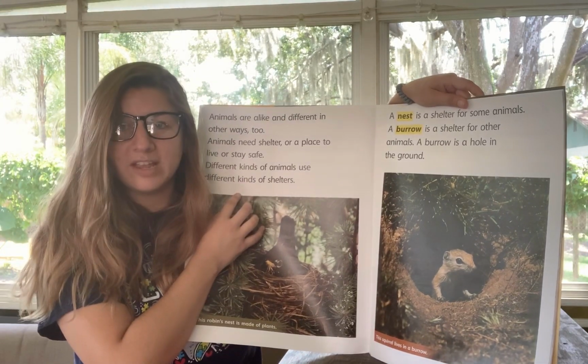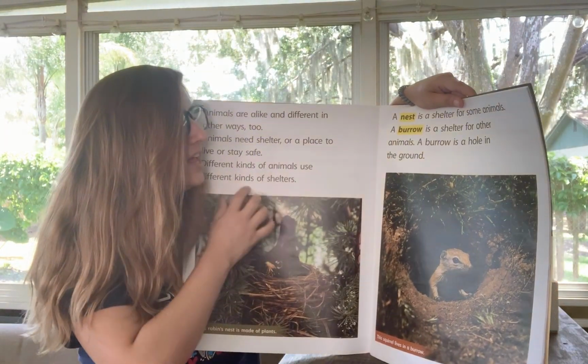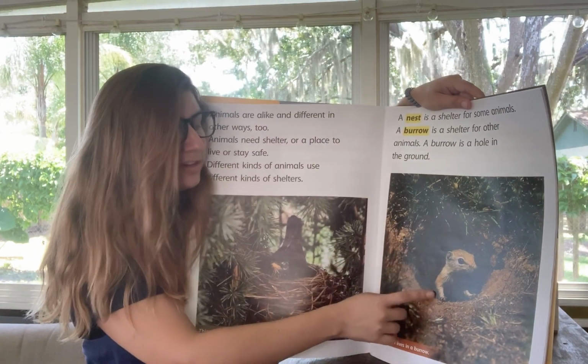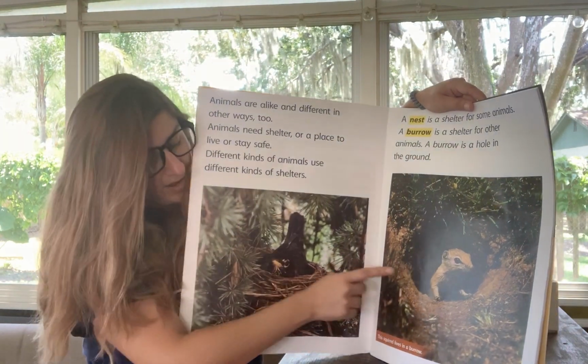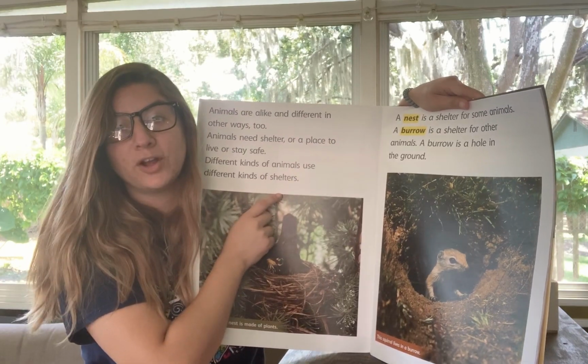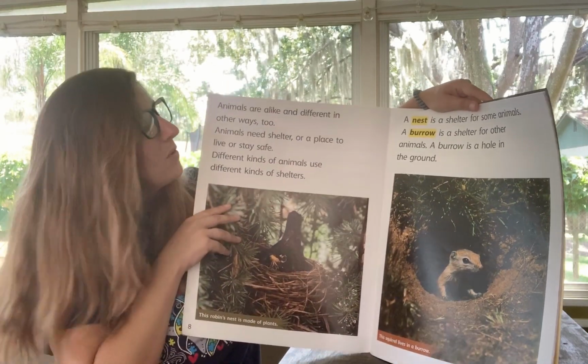A burrow is a shelter for other animals. So a burrow is a hole in the ground, and so this squirrel right here lives in a burrow. So I want you to think about that for a moment. We're going to stop here, and I want you to think about some of the things that you learned from me reading this book to you.